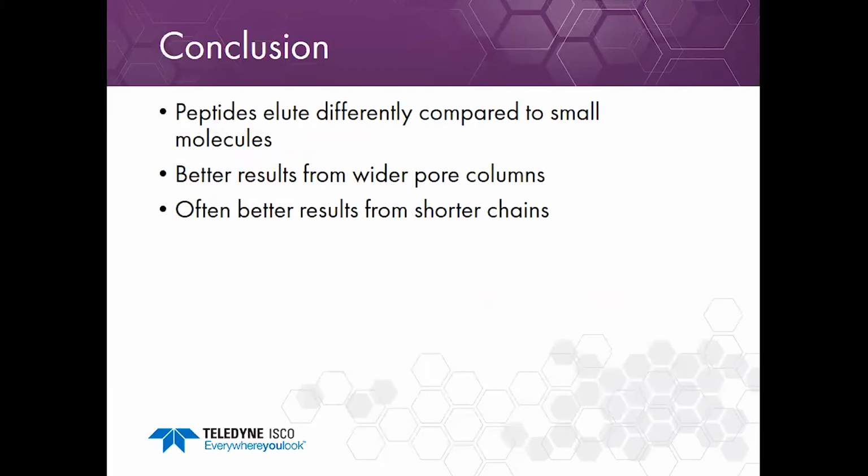Peptides elute differently compared to small molecules, leading to better results from wider pore columns and often better results from shorter chains. So we see that perhaps a C4 or C8 might work a little bit better. And we seem to believe that 200 angstrom seems to be a sweet spot for peptides. When you run a bunch of them, it seems like 200 angstrom pore sizes seems to be a good combination of effective surface area for large and small peptides.